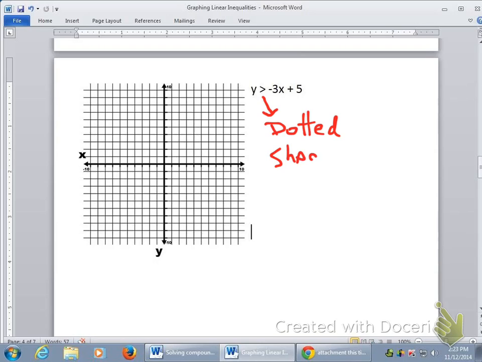Third example, notice it's a greater than sign, it's dotted, and that's from the notes at the top of the page, and then we're going to shade up. And on this one, I want you to notice that this border does not count. The border does not count. So that's why I left it as dotted. Okay, these points would not work in this inequality.